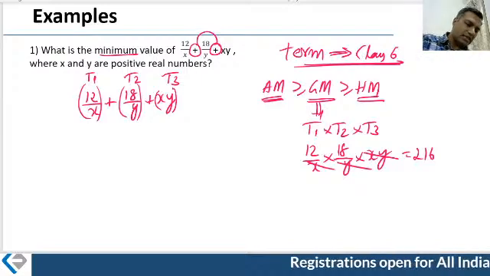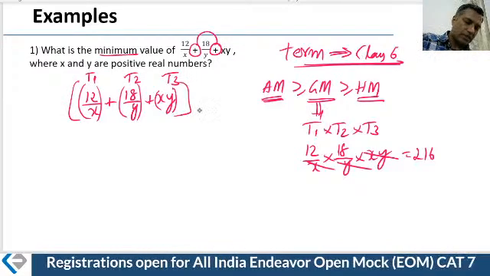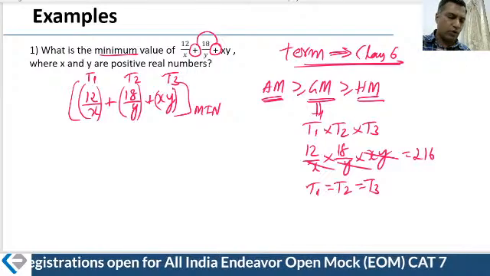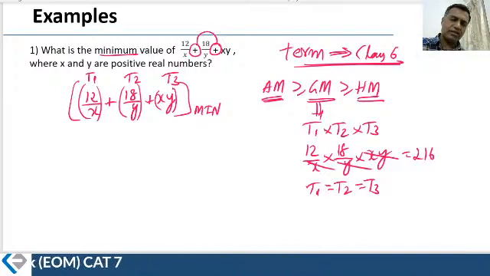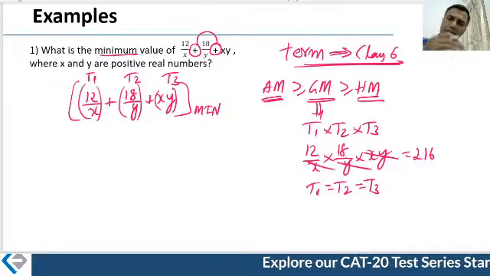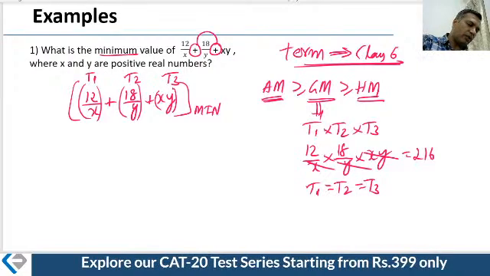Product is constant, then the sum is minimum. When the product is constant, the sum is minimum. When the sum is minimum, all terms are equal: the first term should be equal to the second term, which should be equal to the third term. All the terms should be equal. Right, that is what the aim is. The minima comes when all the terms are equal. So therefore apply it.